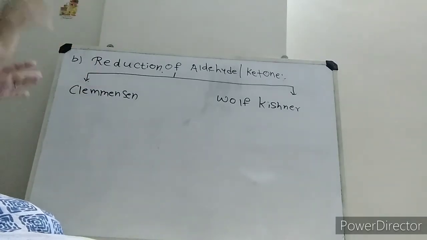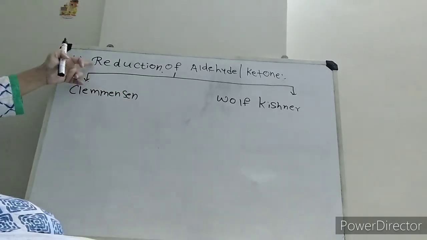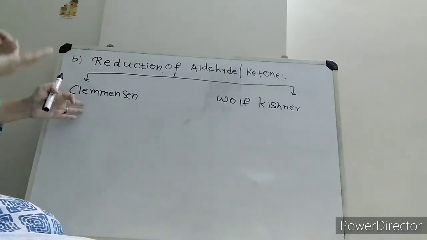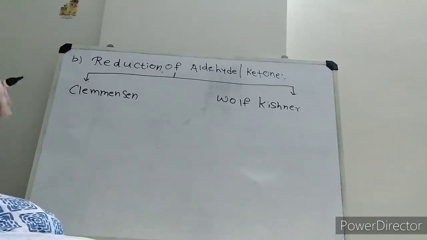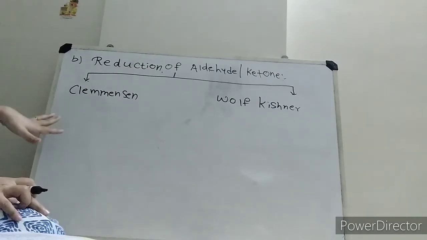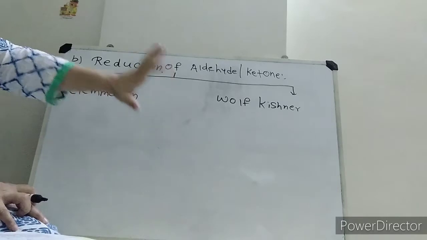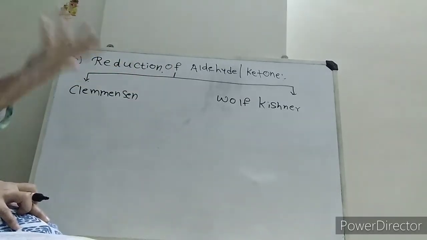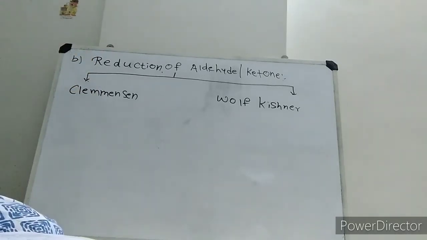In both reductions, we want to prepare only the alkane from the aldehyde and the ketone. Reduction, as I said earlier, means addition of hydrogen. With the addition of hydrogen, the aldehyde and ketone get converted into the alkane, and this is known as Clemmensen reduction. But in Wolff-Kishner reduction, we are not adding hydrogen, but we are adding hydrazine. It is a two-step reaction. Let us see one by one.